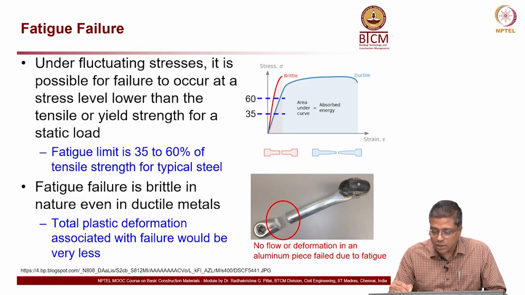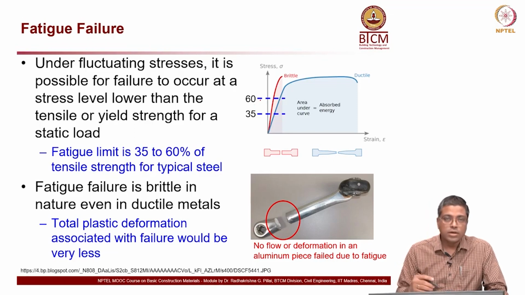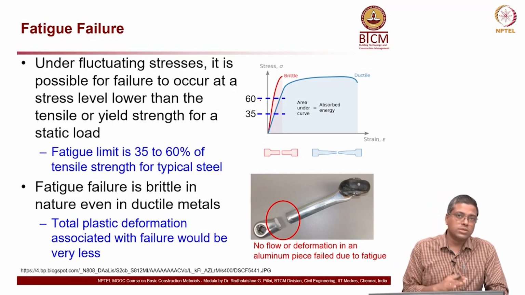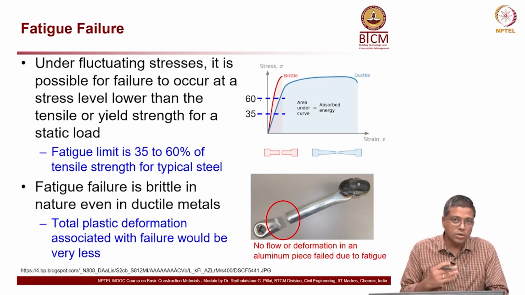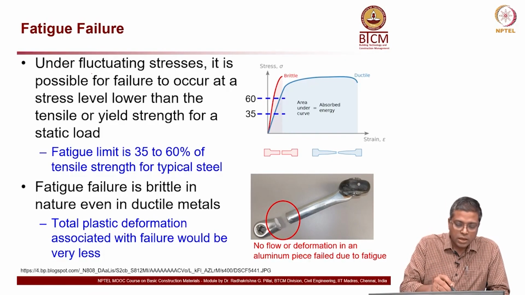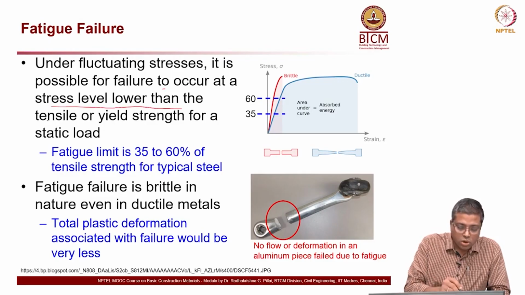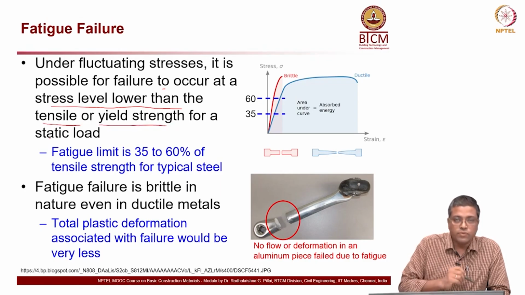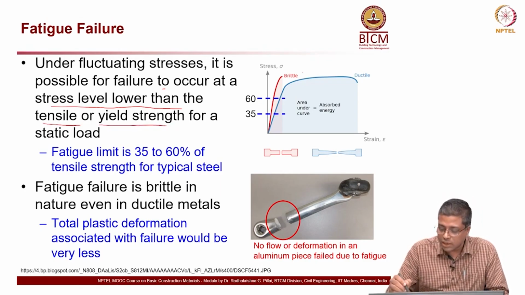So, assume that this is the stress strain graph, and fatigue failure can happen at a lower stress level than the actual ultimate tensile strength or compressive strength of the material. Now, you can see here, under fluctuating stresses, it is possible for a failure to occur at a stress level lower than the tensile or yield strength for the static load. We are focusing on tensile strength here. So, this can happen at this condition here.